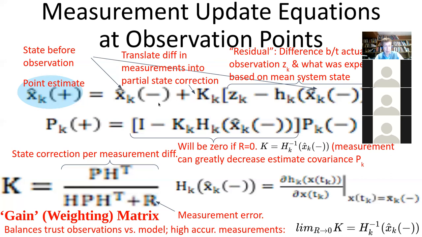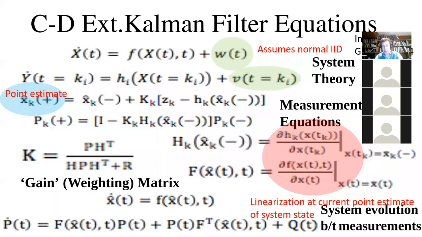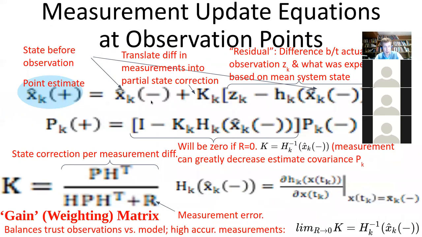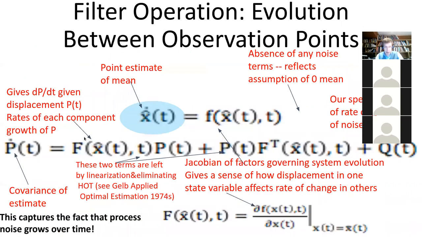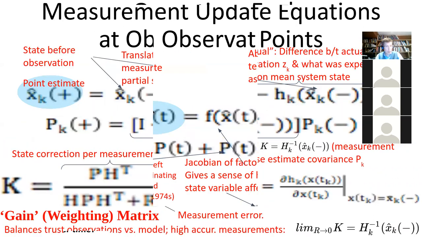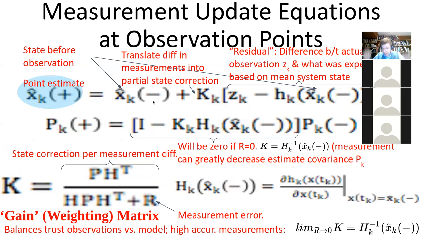This is again from Gelb's wonderful book on the subject, X sub K minus. The minus means it's just before the measurement update. It's just prior to it. We have some belief about the state. That's X sub K. Okay, we believe something about the state. We've simulated it forward and arrived at some estimate where we think we are.